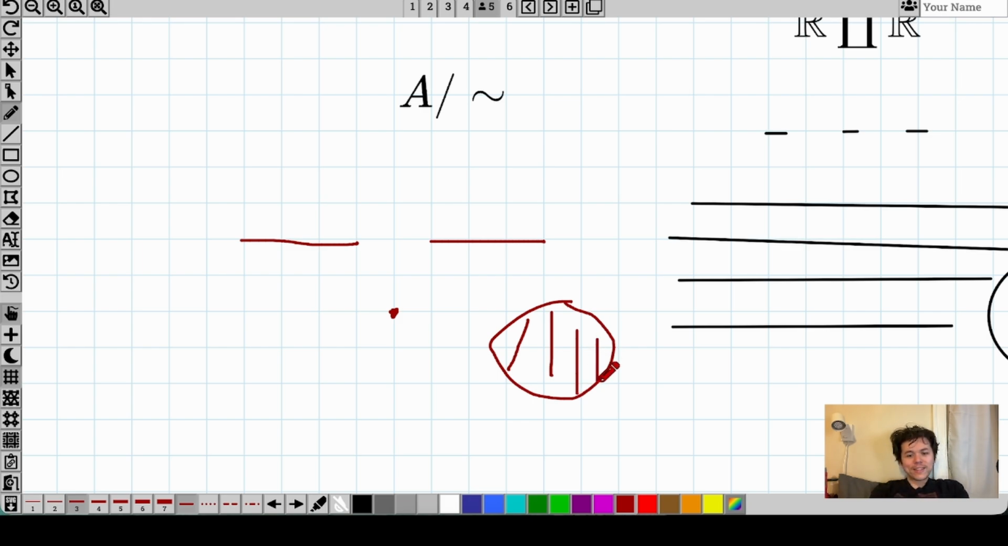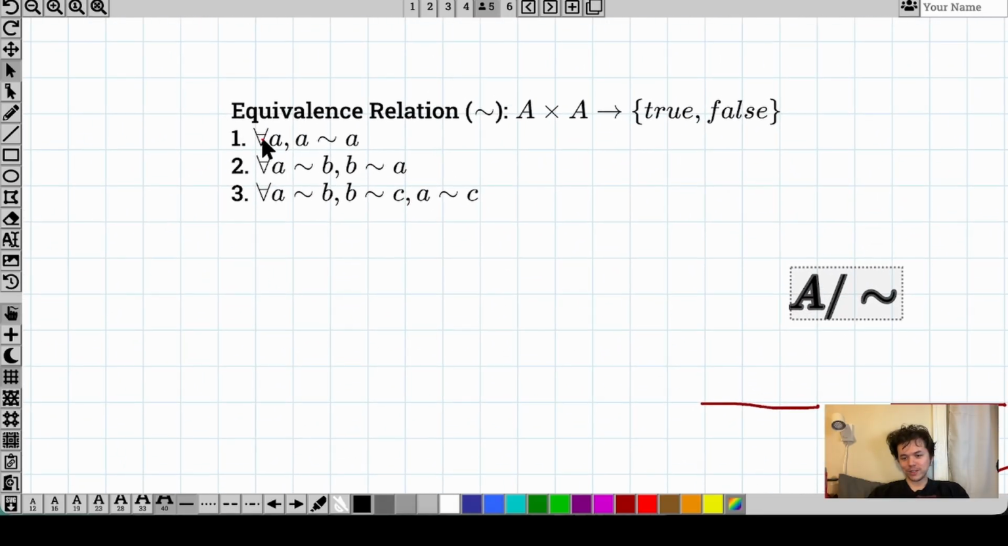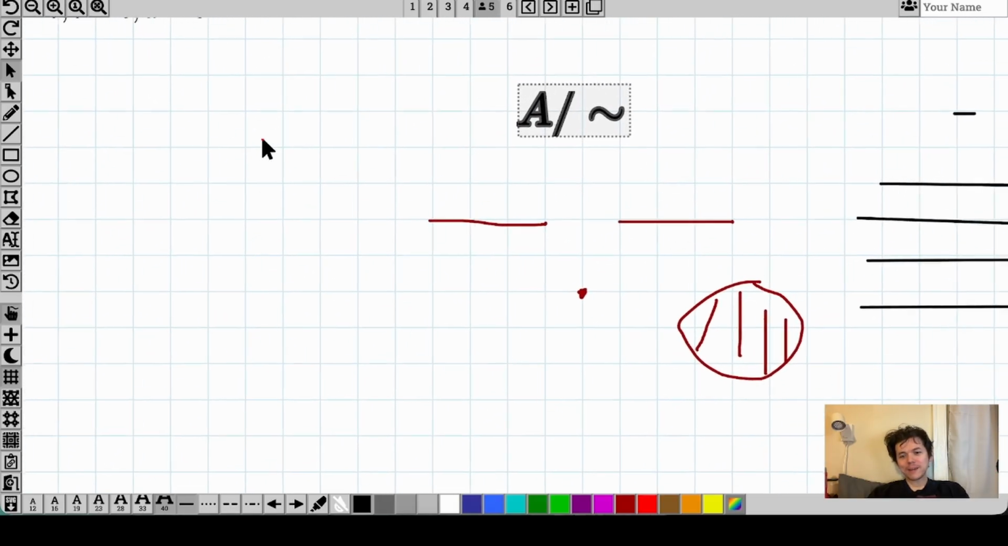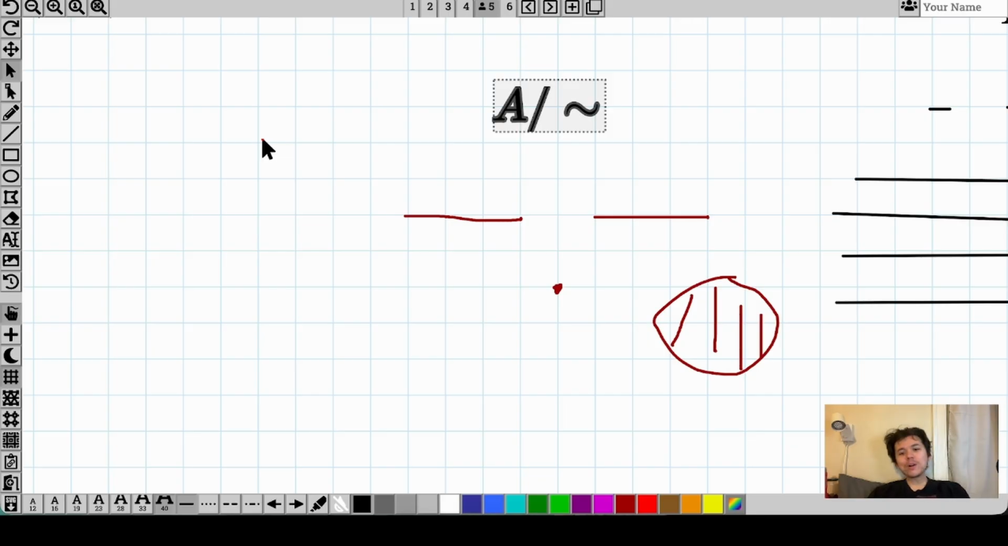And you might be looking at this and thinking, how are we going to get a torus out of this? Well, this is where we use the power of modding out by a set. So I've told you what an equivalence relation is, but I haven't told you what modding out by a set is, because I want to show you.